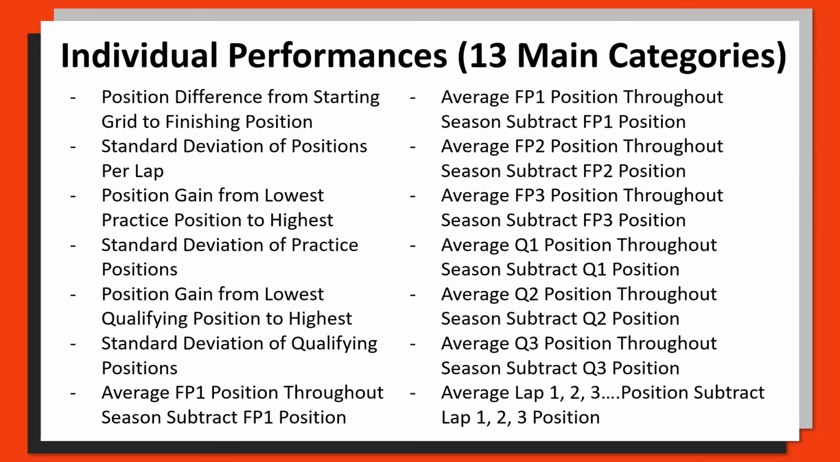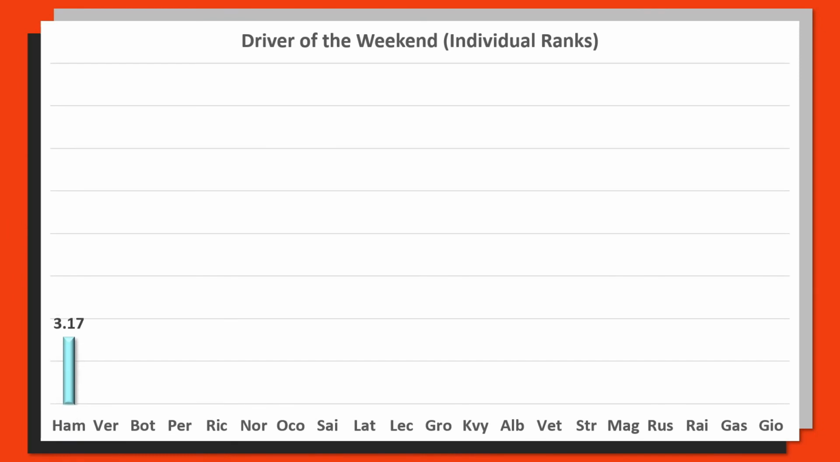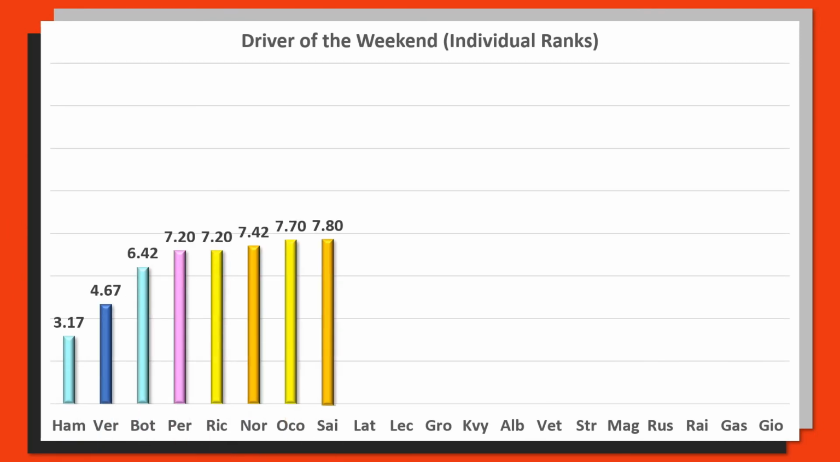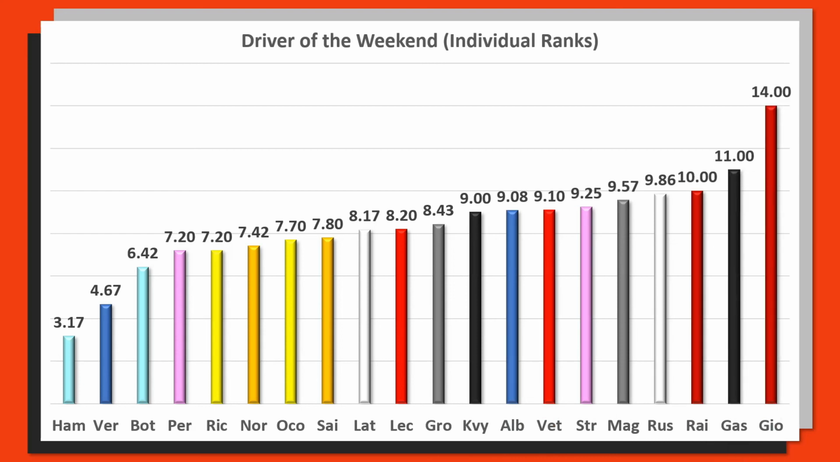the individual performances, and these are the 13 main categories, each with their own subcategory. I'm not going to delve into it in this episode whatsoever, as it is massively long, but the overall order for the individual performances for Styria across practice, qualifying and the race looks a bit like this. Lewis Hamilton was declared the best individual driver, from Max Verstappen, from Valtteri Bottas, from Sergio, from Ricciardo, Norris, Ocon, Sainz, etc., down towards Giovinazzi.